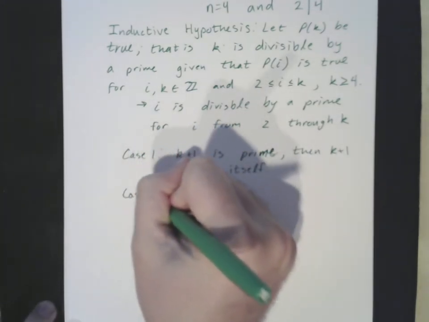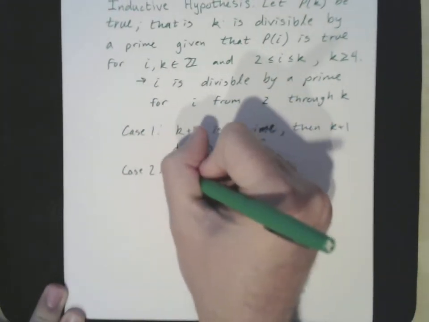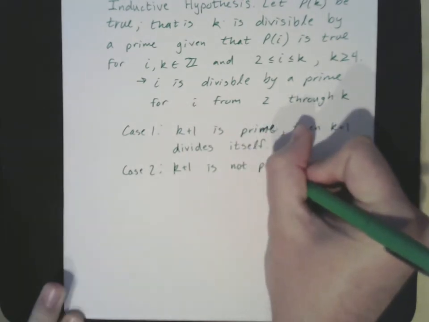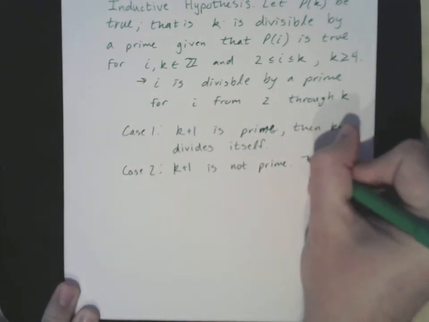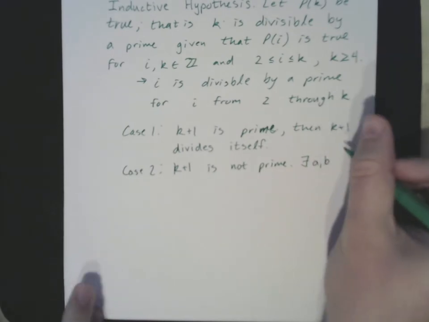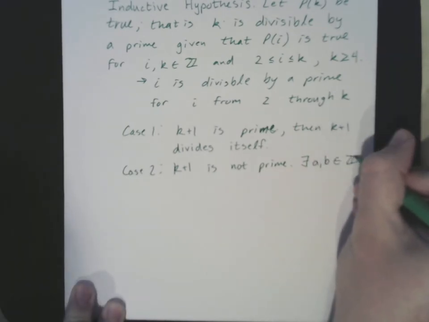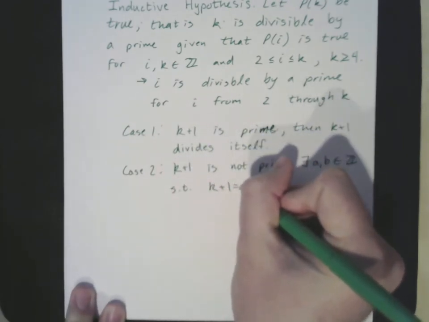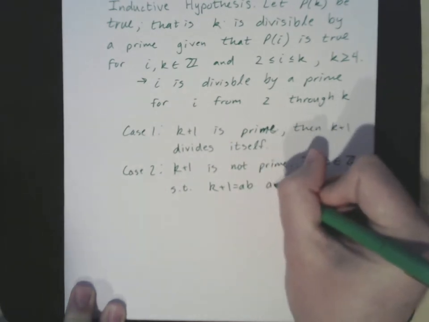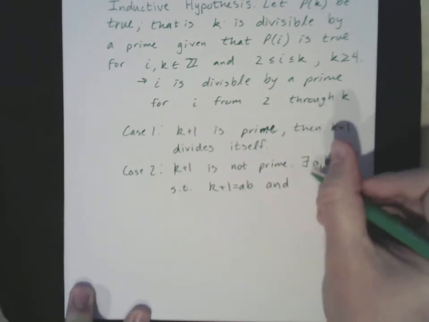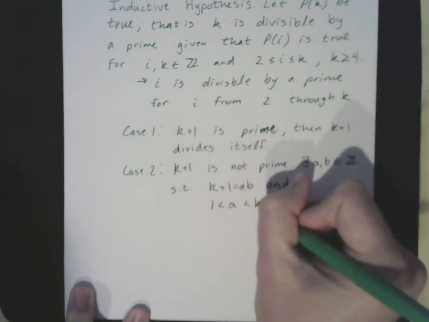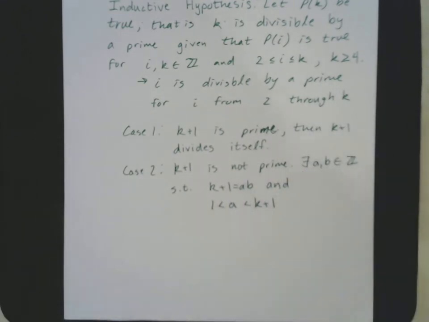So case 2, which is the case that we really care about, is K plus 1 is not prime. So then there exist A and B integers such that K plus 1 equals AB, and we know that 1 must be less than A, which must be less than K plus 1. Now you could do this with B as well, but that's fine.